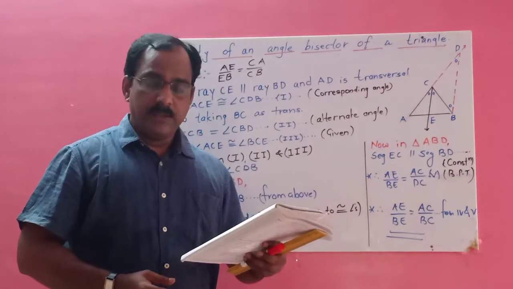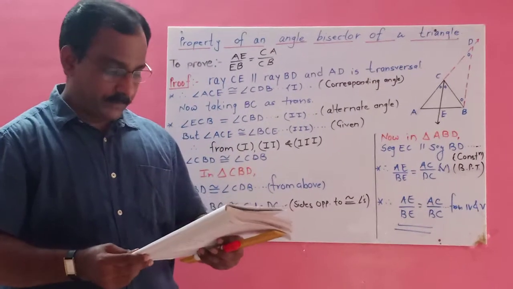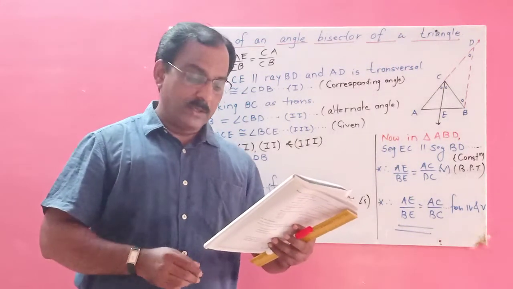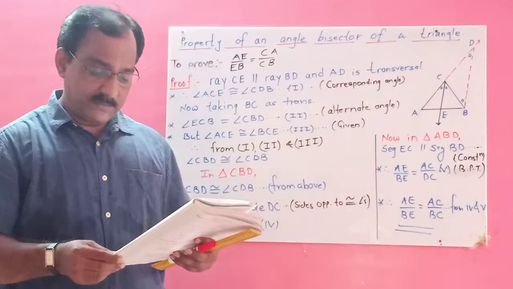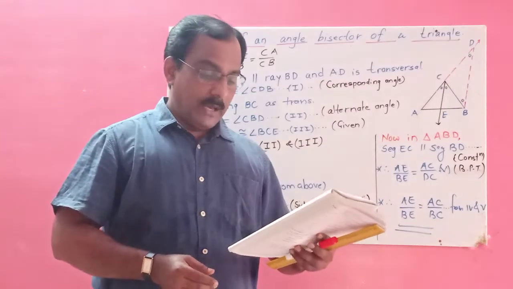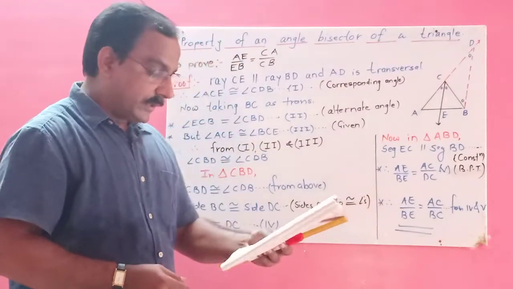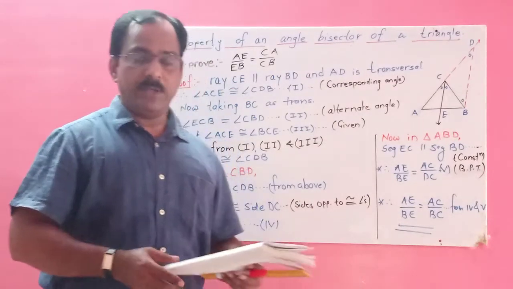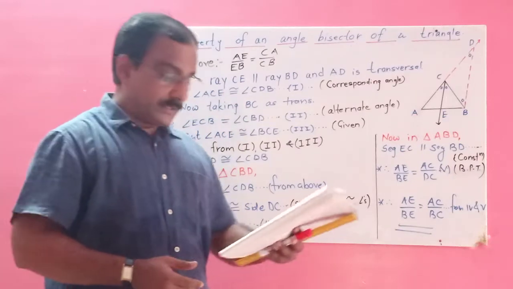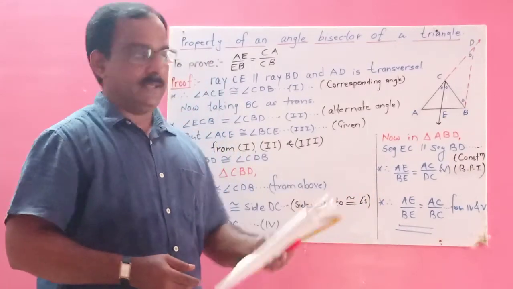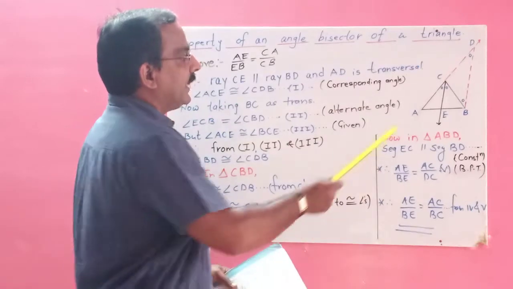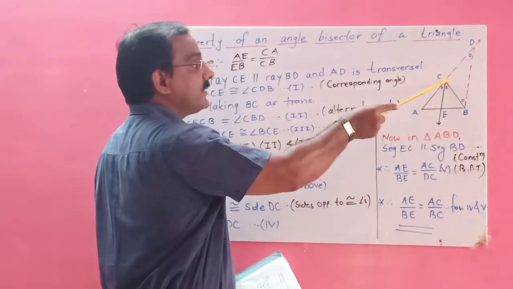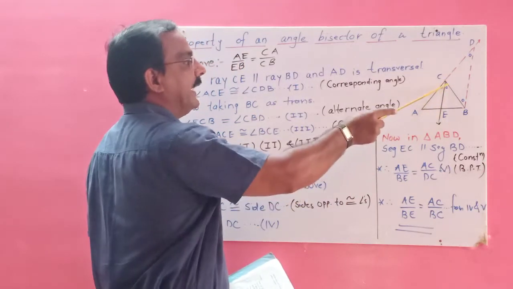On page number 8 in your textbook, it is given that the bisector of an angle of a triangle divides the side opposite to the angle in the ratio of the remaining sides. Now what is the meaning of this theorem? The bisector of an angle of a triangle. You can see here I have drawn a triangle ABC, and this is the bisector of angle C.